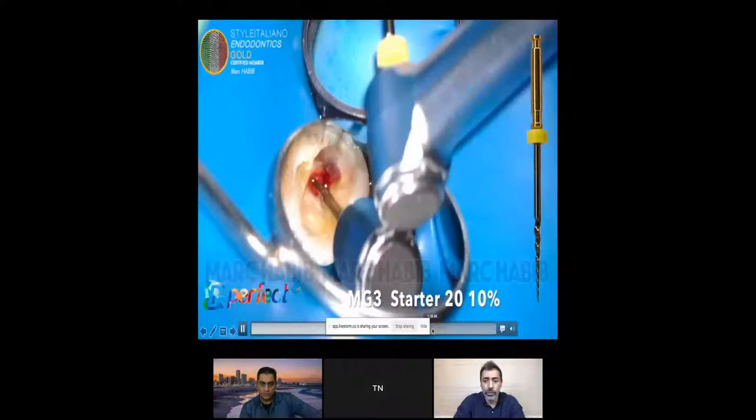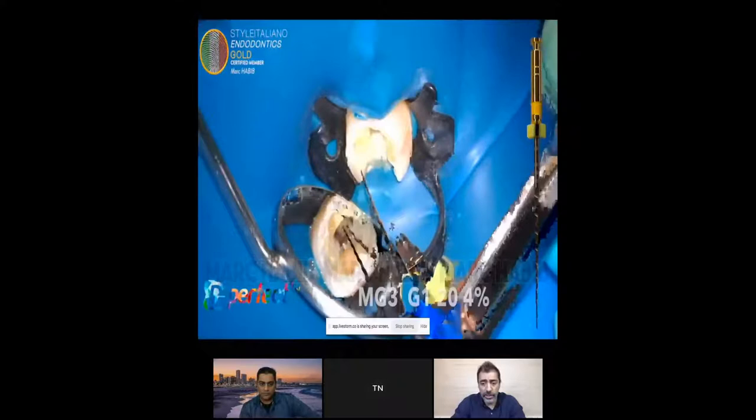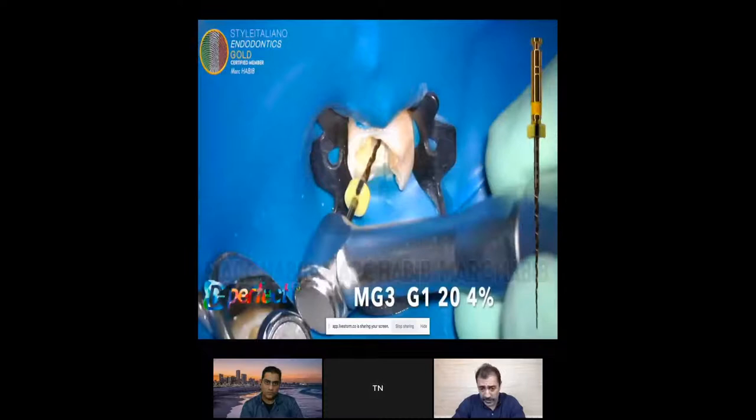Then after the starter, this is the MG3 G1 24%. If I feel that I need to use my glide pass file, I'm going to use it. Here I didn't put it in the video.